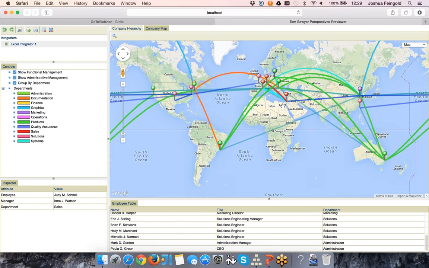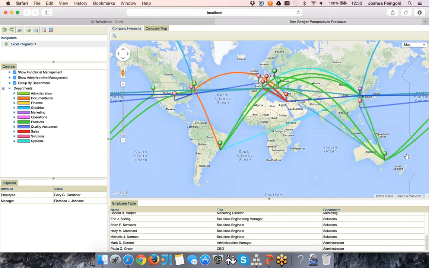Right, and here we have these management link edges, right? So you can see that Judy M. Schnell is managed by Irma R. Watson within the sales department. Here's an administrative edge. And here we can see that Gary Gardner is managed by Florence Johnson from the Rio de Janeiro office to the Chinese office, right?